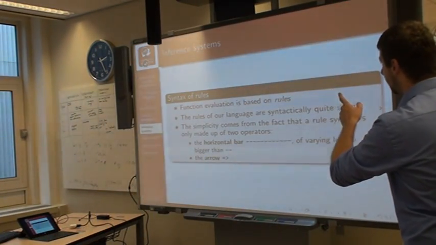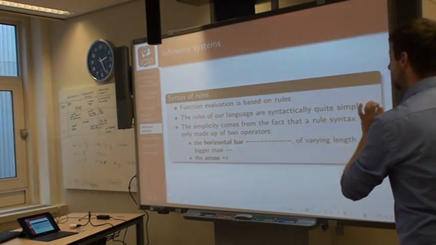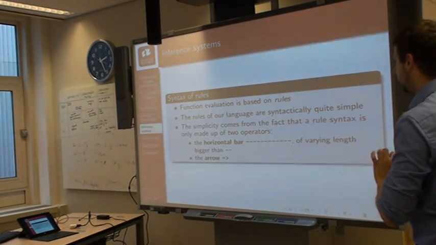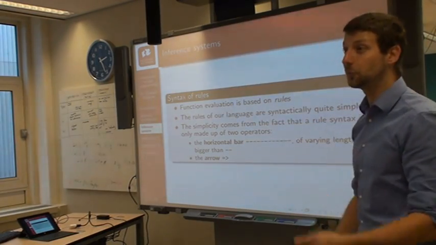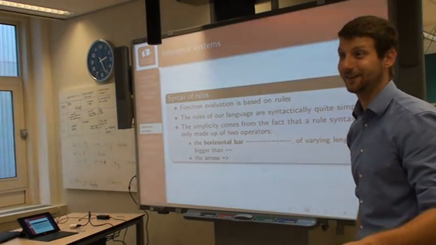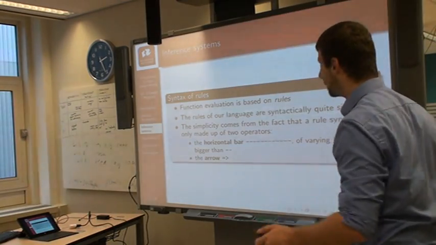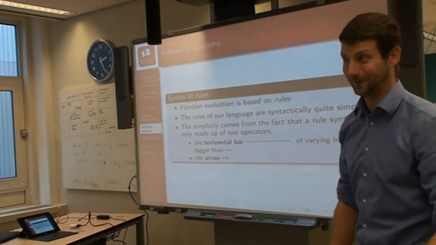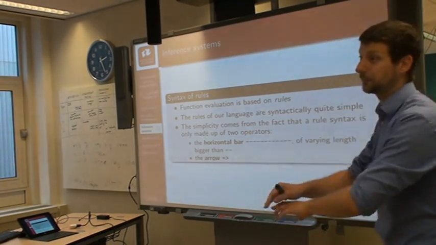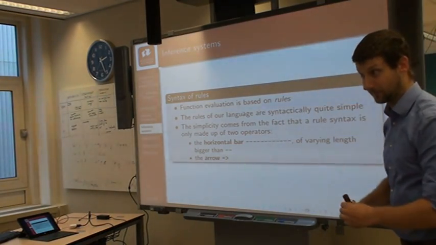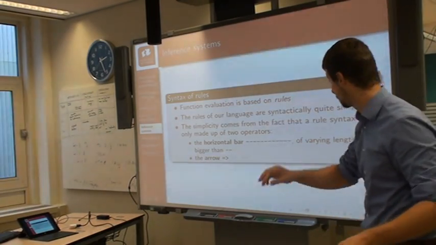So the evaluation of functions is based on rules. Now rules are syntactically quite simple and hopefully the weirdest thing you've ever seen running on a computer. If it isn't, I will be personally disappointed. Now, there are only two operators that make up the whole language. This whole programming language is made up of these two operators.